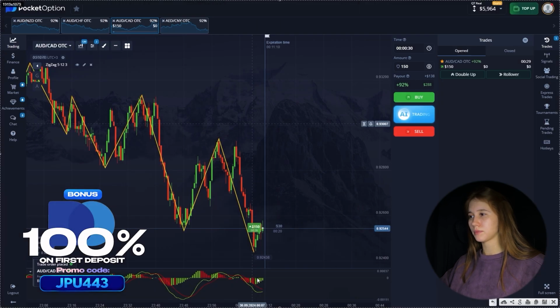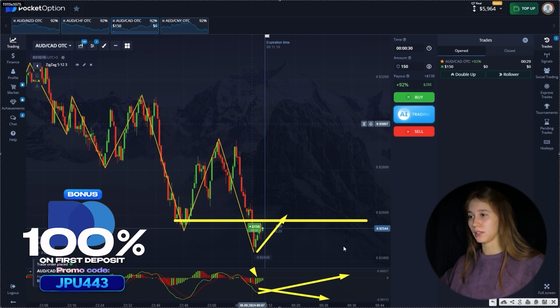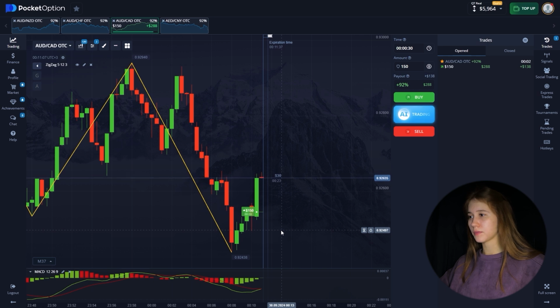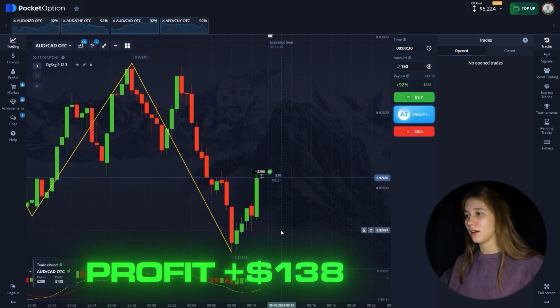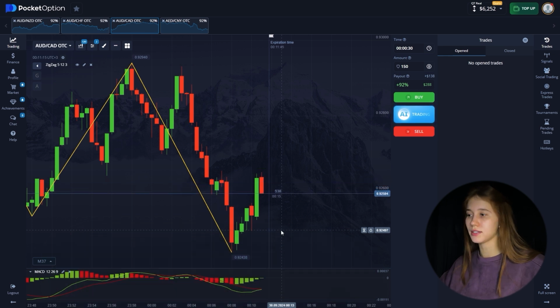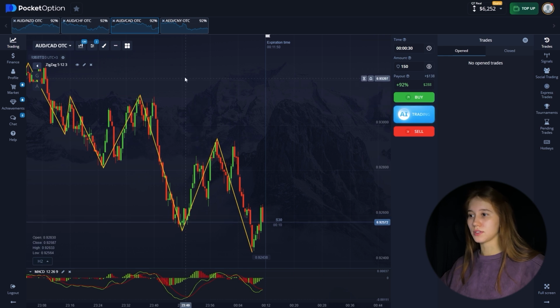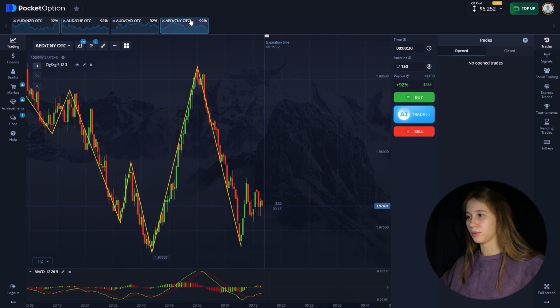We see on the MACD green lines prevailing, and we see an uptrend here on the chart. This movement to this area. 3 seconds left. Yep, good, perfect. We see a plus deal. So everything is working, you see it. I repeat, the video is without cuts. You see all this. Good.